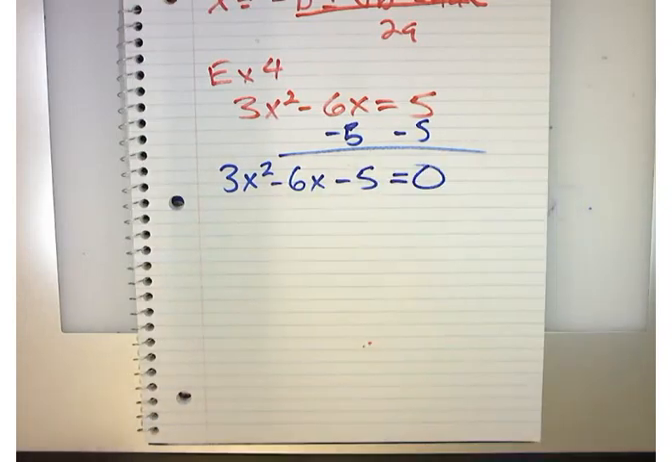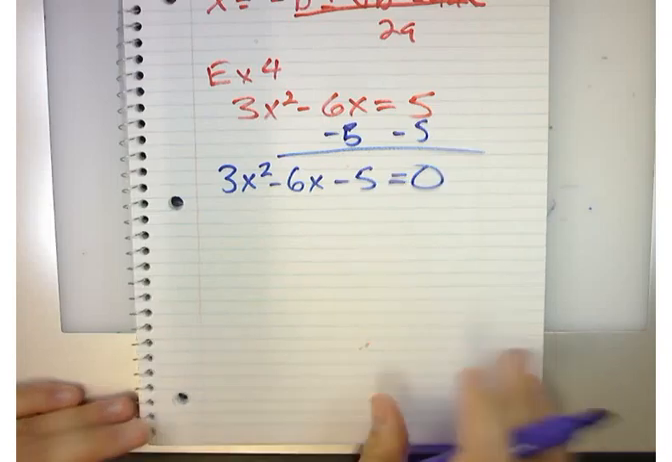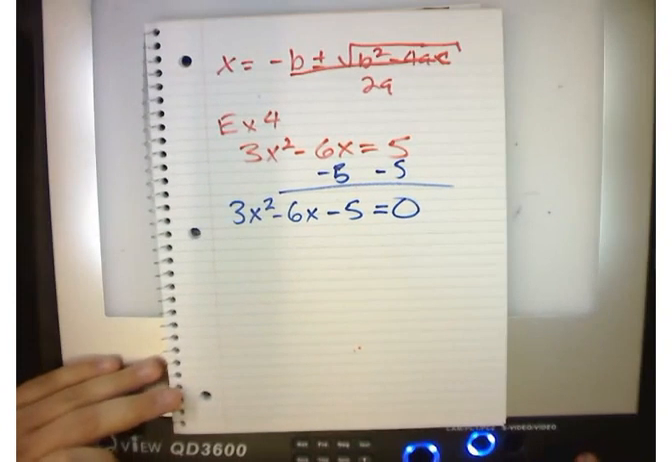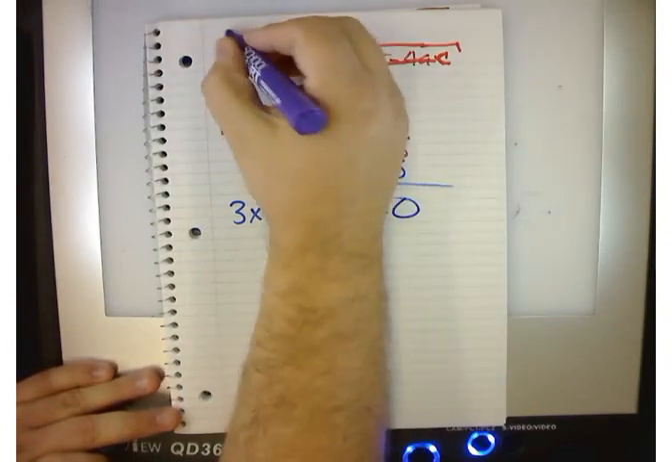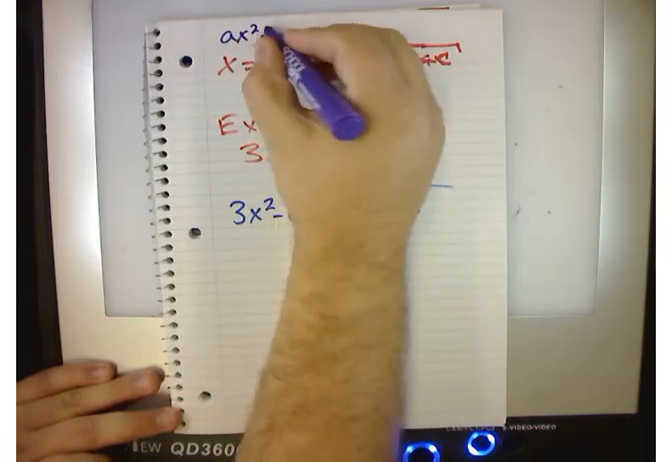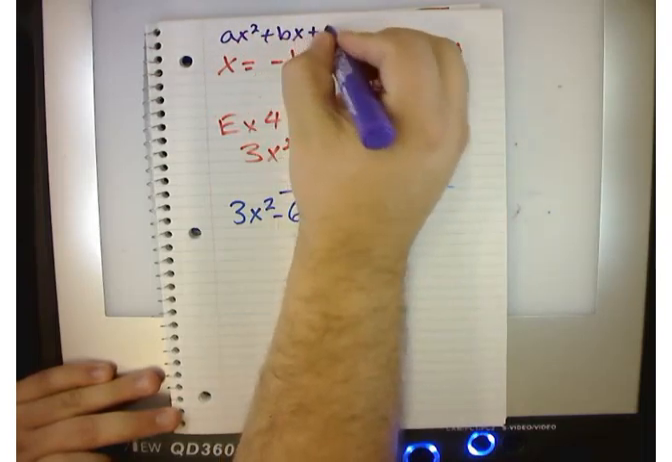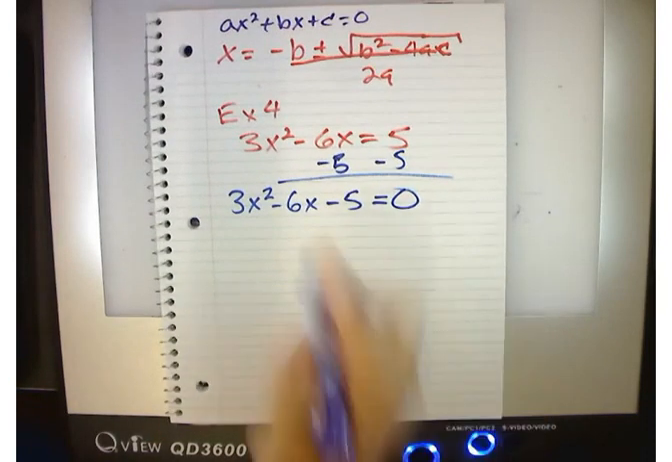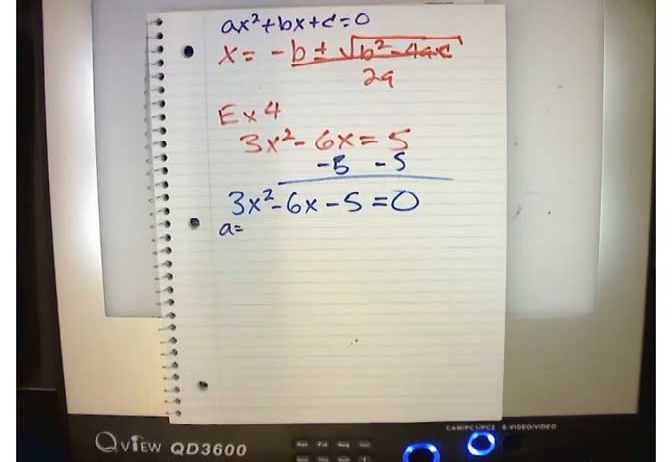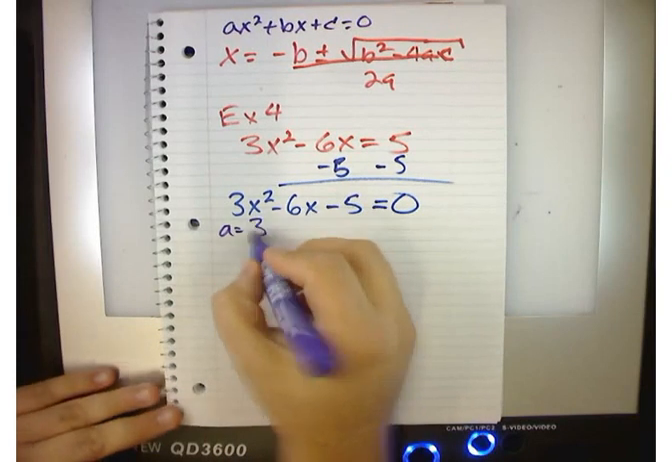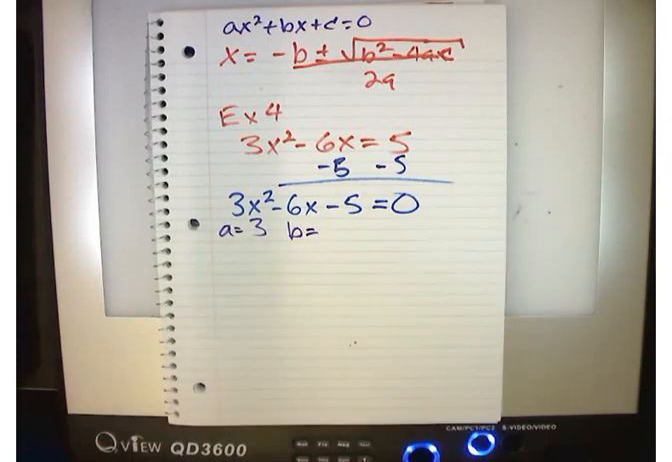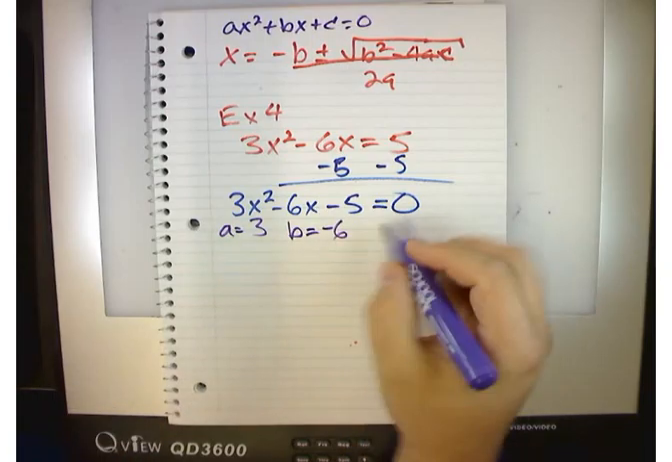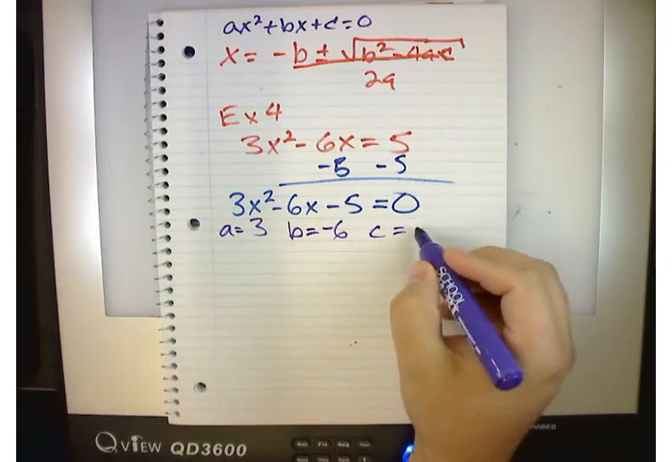Now, this a, b, c stuff, what that comes from is that we always want to rig up our problem in a way so it looks like this: ax squared plus bx plus c is equal to 0. So if that's the case, then my a term here is equal to 3. My b term is equal to negative 6. And my c term is equal to negative 5.